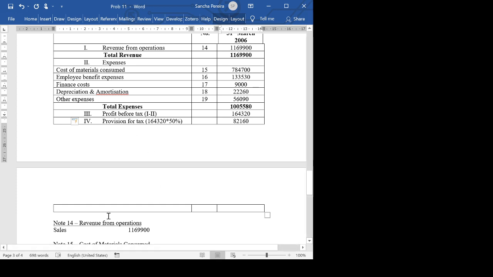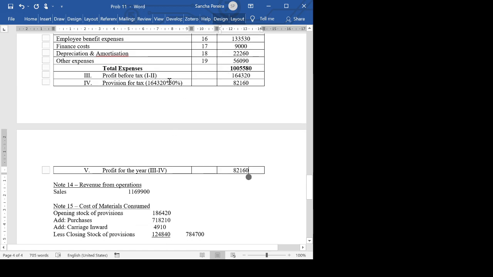Okay, and then the final one is profit for the year. Profit for the year, which is 3 minus 4, will be half of it. It will be the same 82,160, because out of the total profit, half is gone for tax. Now, before we proceed to anything else, we already know the provision for taxation.